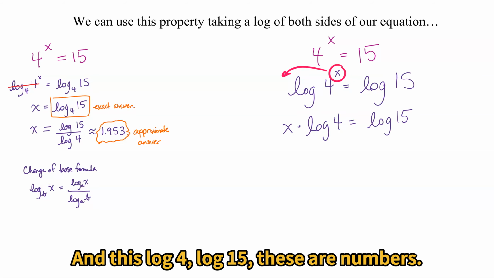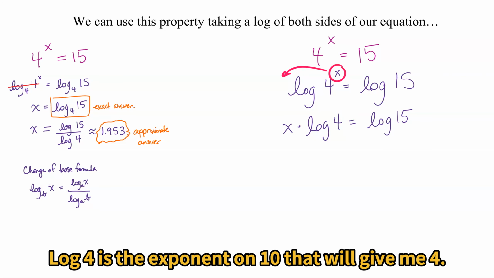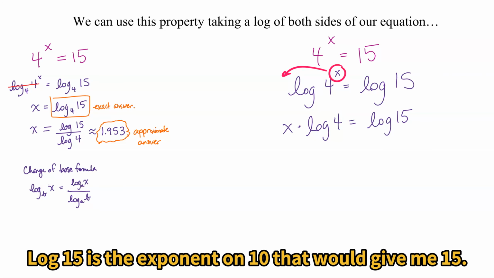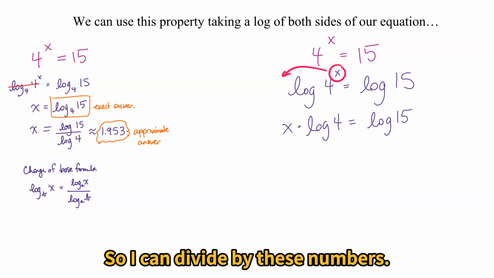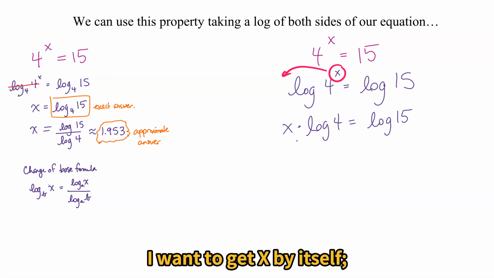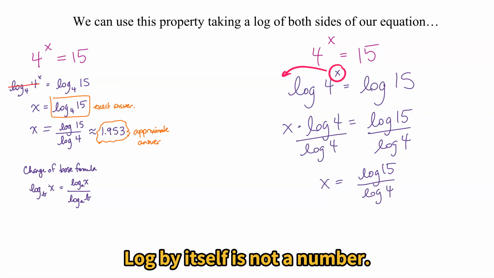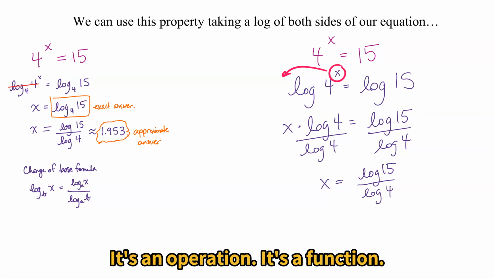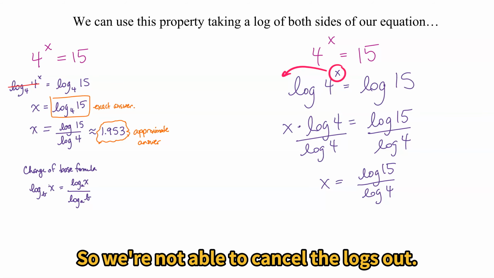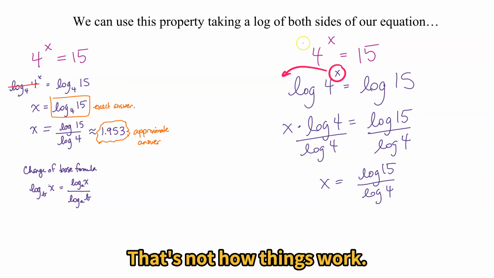And this log 4, log 15, these are numbers. Log 4 is the exponent on 10 that would give me 4. Log 15 is the exponent on 10 that would give me 15. So I can divide by these numbers. I want to get x by itself, so I can divide by log 4. Now be really careful. Log by itself is not a number. It's an operation. It's a function. So we're not able to cancel the logs out. That's not how things work.